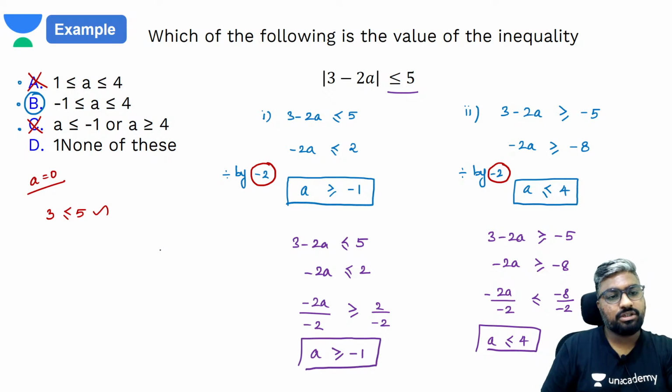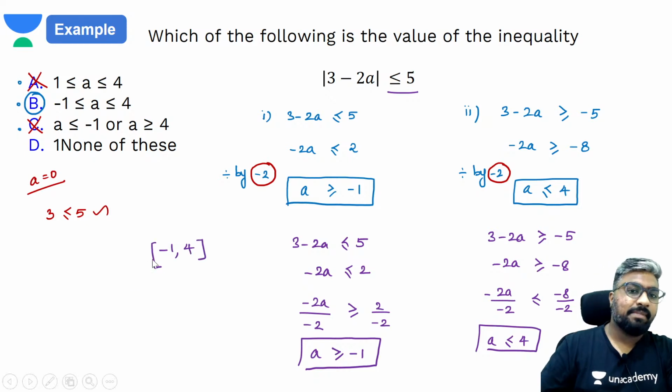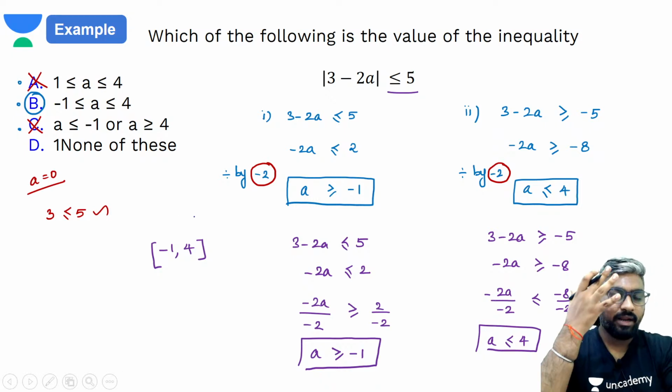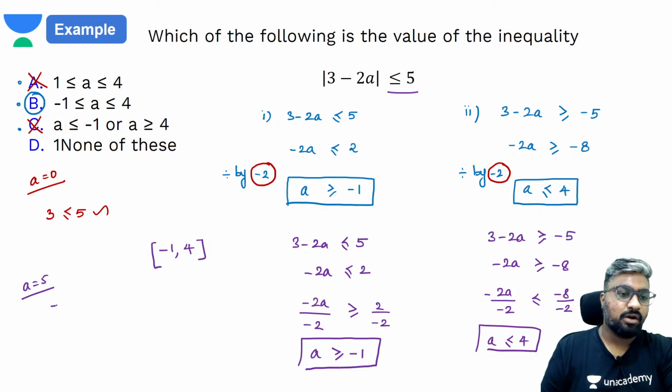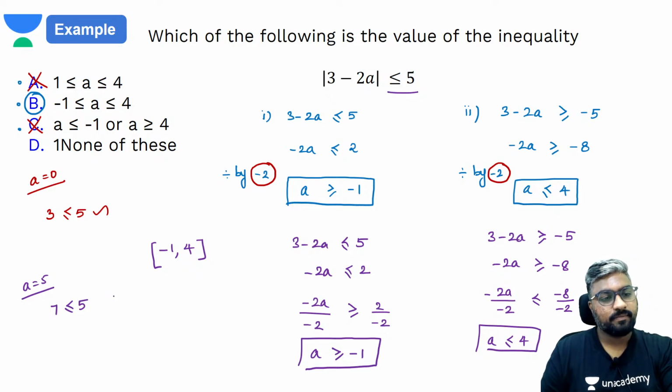So your solution for this should be from minus 1 to 4, any values you can plug in. एक बार चेक करके देखो कोई बड़ा वैल्यू डाल के. लाइक फॉर एग्जांपल 5. अगर आप यहां पे 5 डालोगे, if a is equal to 5, what will happen? 3 minus 10, which is minus 7, modulus 7 is less than or equal to 5. Is it true? क्या ये true है या false है guys? It's false, correct? 7 is not less than or equal to 5. मतलब इससे बड़ा कोई भी वैल्यू एक्सेप्ट नहीं करेगा, -1 से छोटा कोई भी वैल्यू एक्सेप्ट नहीं करेगा. डन.